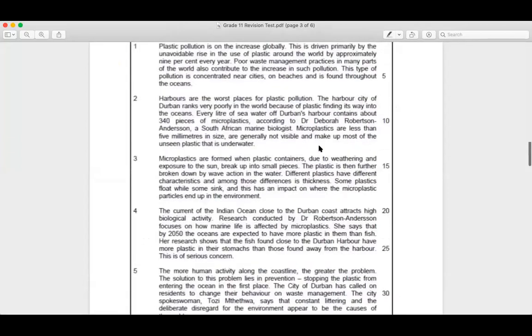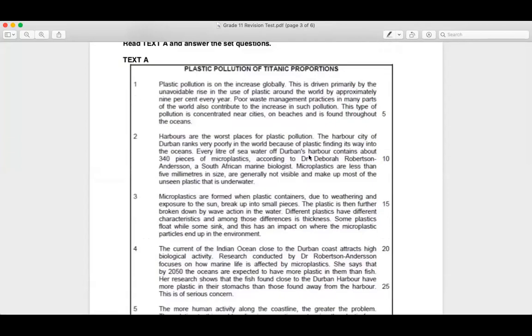this here, it says, well, according to Dr. Deborah Robertson Anderson, a South African marine biologist. Okay, so this is what we call a non-defining clause. Basically, it's just something interesting to add more information. Teachers love it when students write like this, especially.